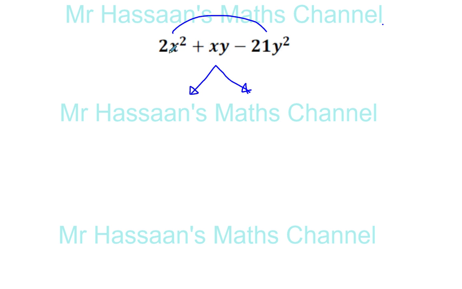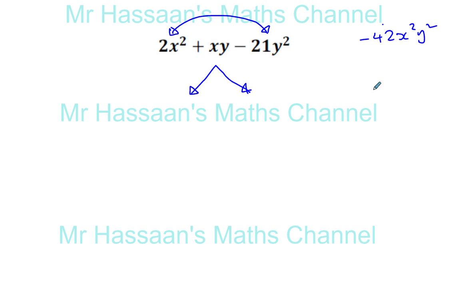Now I'm going to multiply the whole of the terms as well as just the numbers, just to make it clear. So you've got 2x squared times negative 21y squared. You multiply the first term and the last term. So you've got 2 times negative 21, which is negative 42, and you've got x squared y squared. I've got to find two terms which multiply together to give us negative 42x squared y squared, and yet when I add them together I get 1xy.